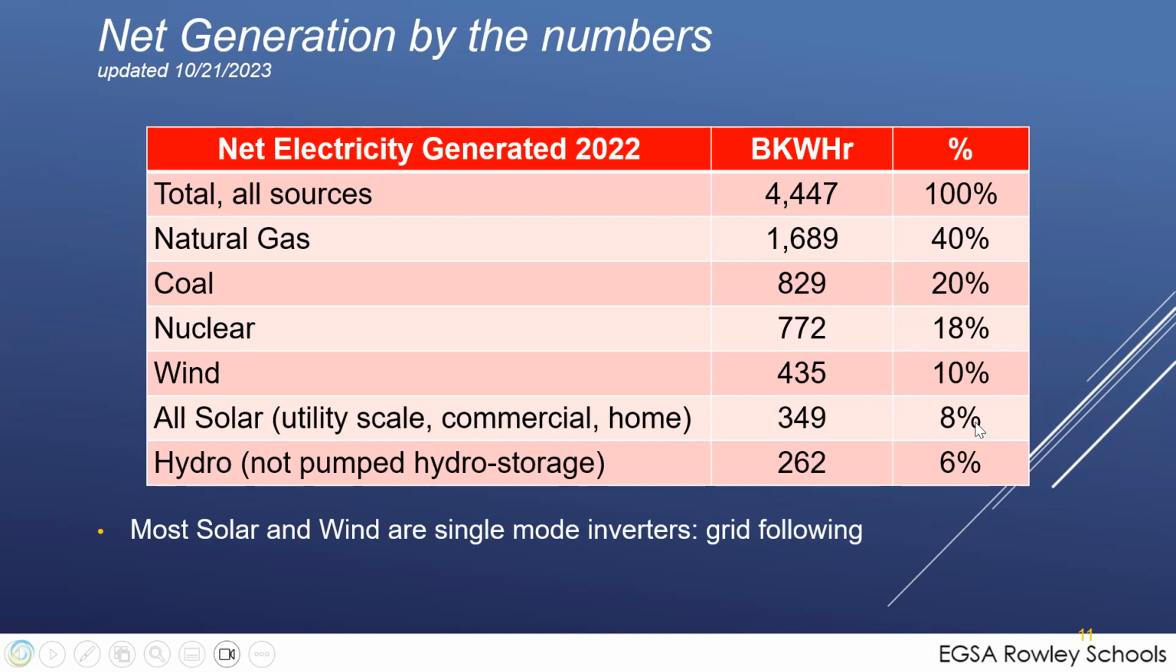But the point is that solar and wind together make about 18%. We hear a lot about it, but it's still only about equal to nuclear. Still by far the largest is natural gas. And we have others that come into play, but typically most of the solar and wind are grid following inverters.